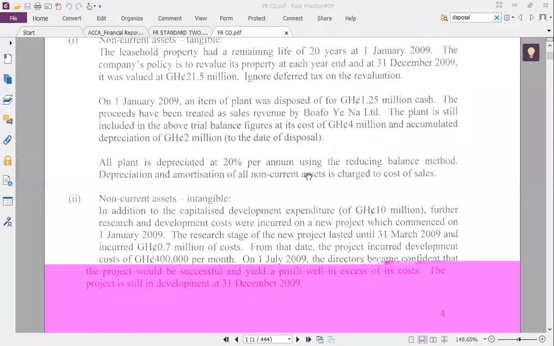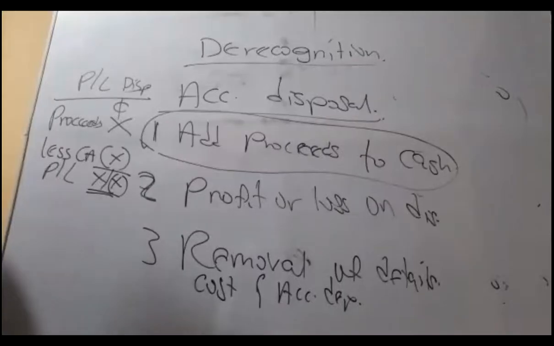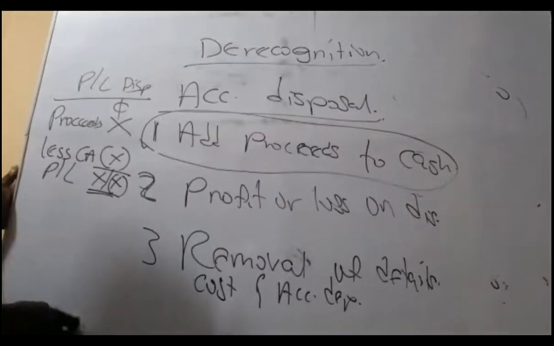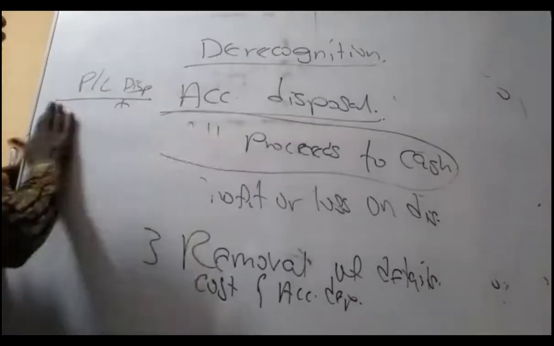So first, let's calculate the profit and loss. It was disposed for 1.25 million. So first, the proceeds will be what? 1.25 million. So that's the first thing that we are going to do.